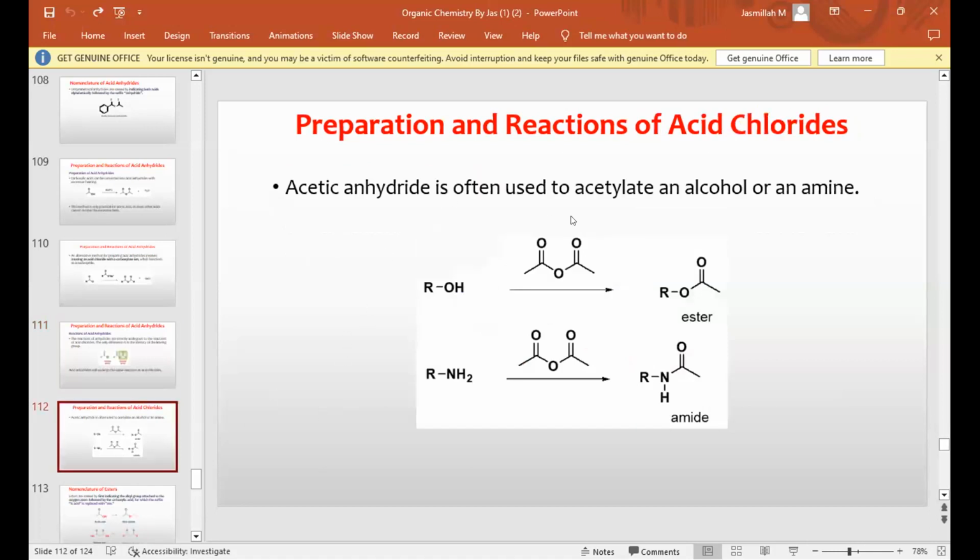Acetic anhydride is often used to acetylate an alcohol or an amine. So this is the alcohol. We see acid anhydrides are mostly used to acetylate alcohols to form esters. For amines, acetylation of an amine will produce an amide.